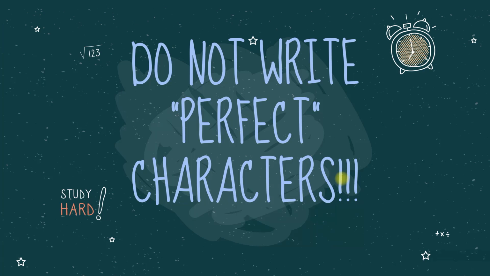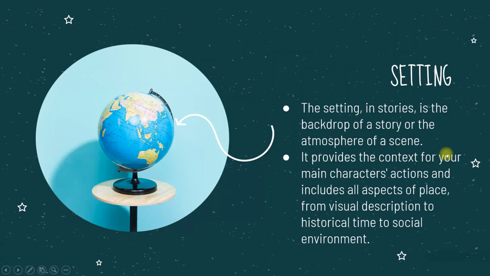So don't write perfect characters. We need characters with the capacity to grow. And if you write perfect characters, there's no growth. Because where do you go? Okay? So please make sure that you don't write perfect characters. Okay? So that's our lesson on characters. Let's go on to settings.